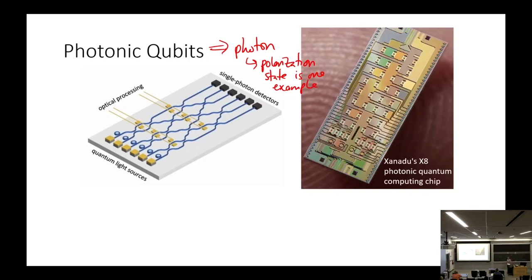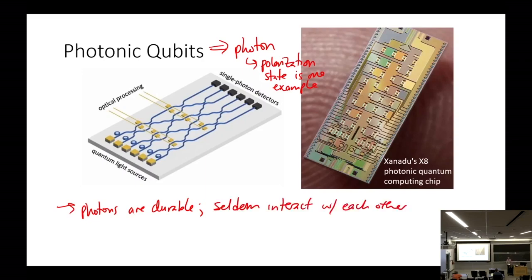Now, the thing that's cool about light as a qubit technology is that photons are very durable, and they don't interact with things very easily. So they don't interact with each other. And so you can easily avoid uncontrolled interactions that destroy the quantum state that you've generated.